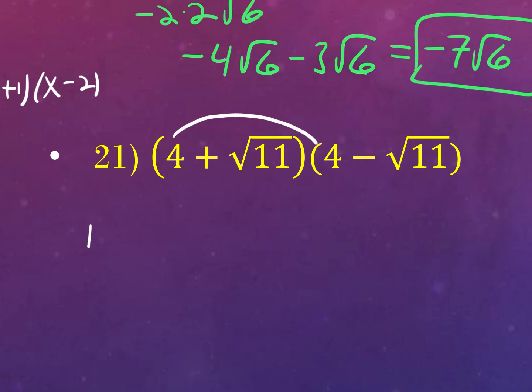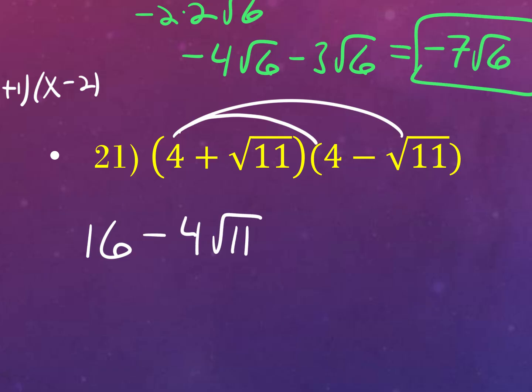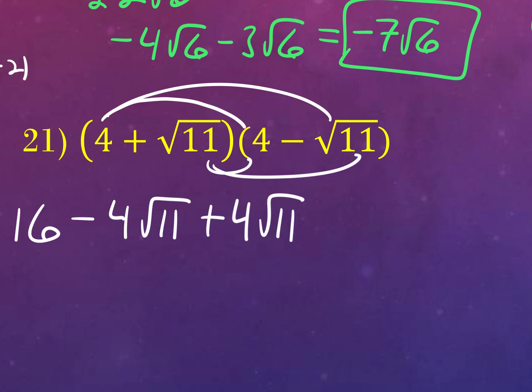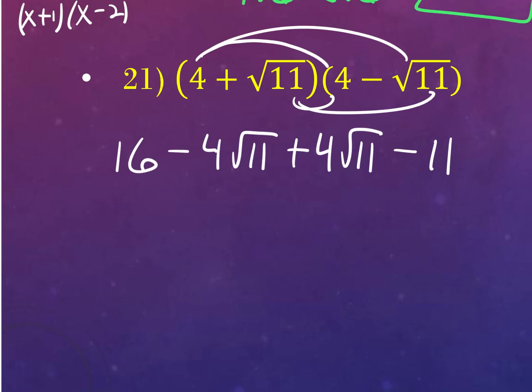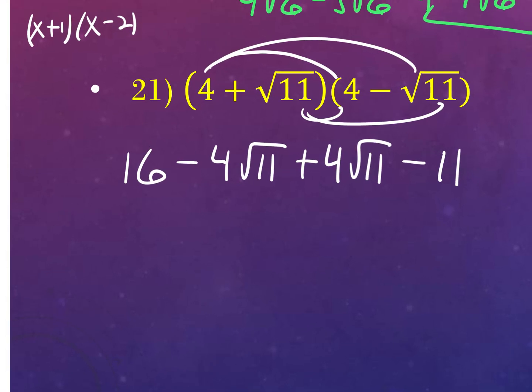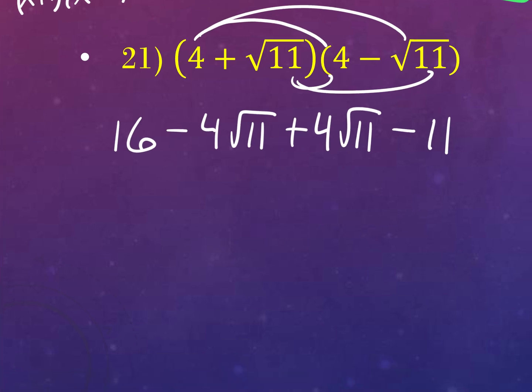4 times 4 is going to get you 16. 4 times negative square root of 11 is minus 4 square root of 11. Square root of 11 times 4 is 4 square root of 11. And then square root of 11 times negative square root of 11, what does that get you? Good, negative 11. And then most times when we FOIL, we have like terms. Sometimes we don't, but this time we do. What are our like terms? 16, negative 11, and negative 4 times square root of 11 plus 4 times square root of 11. Okay, good. So you could do the whole numbers. So 16 minus 11 gets you what?